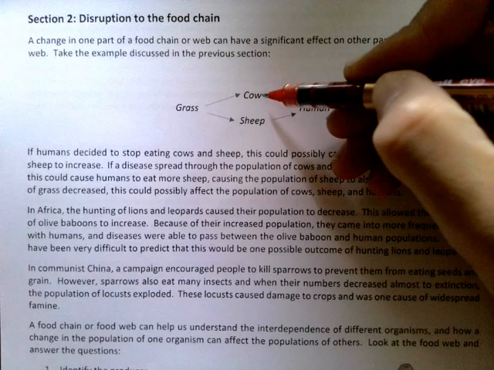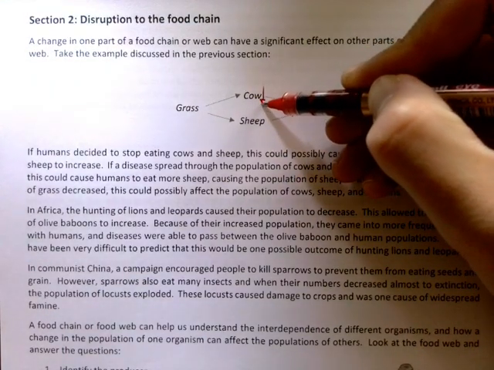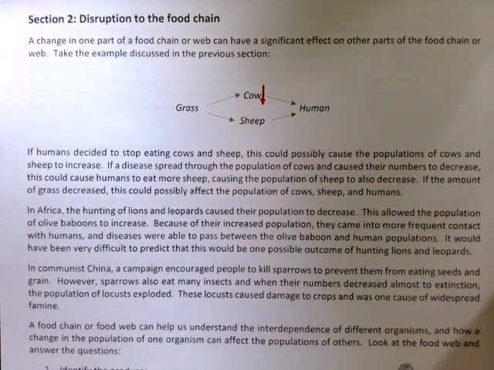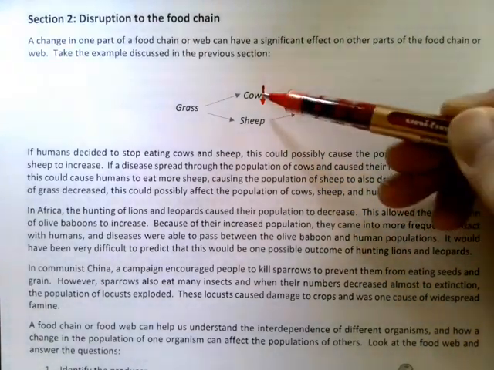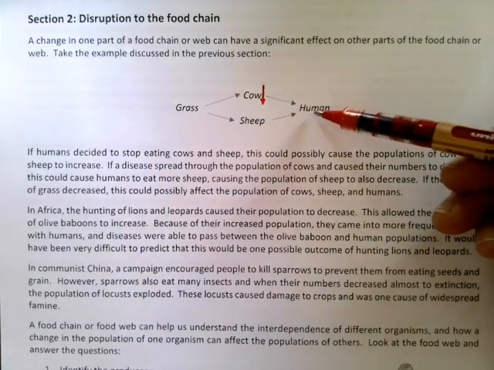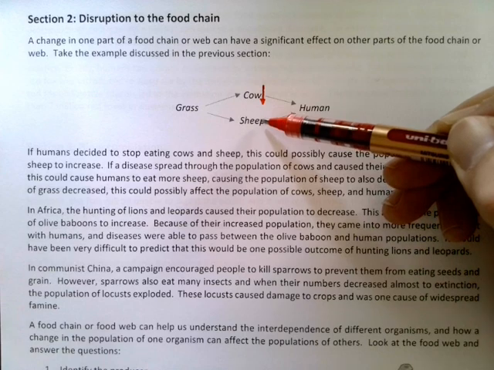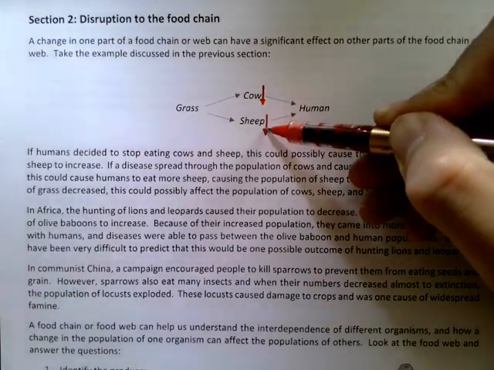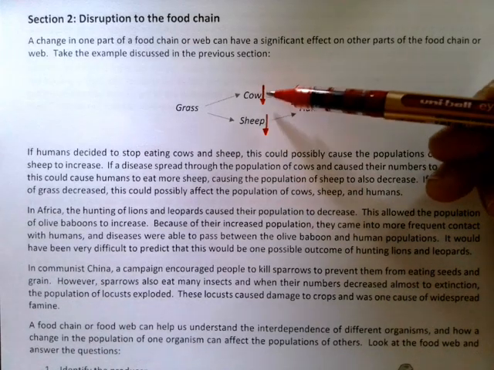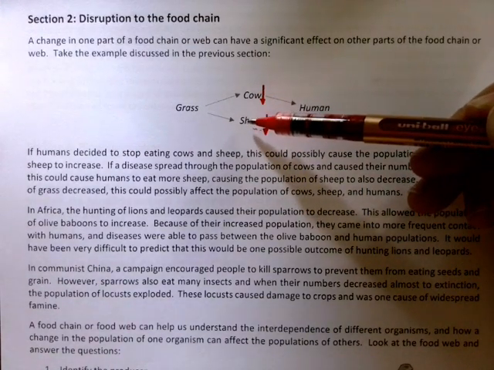So imagine the cows get a disease, so their numbers go down, which means there's not enough cows for the humans to eat. The humans are hungry, with not enough cows to eat as normal. What do they do? They start to eat more sheep. What does that do to the number of sheep? The number of sheep also goes down. So you see how changing the number of cows can have an effect on the number of sheep.